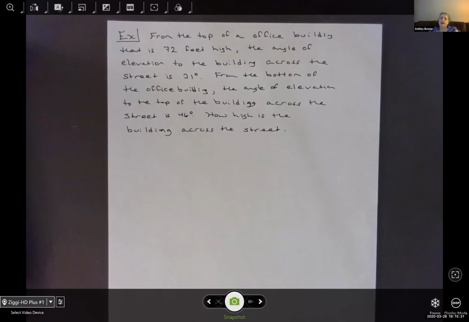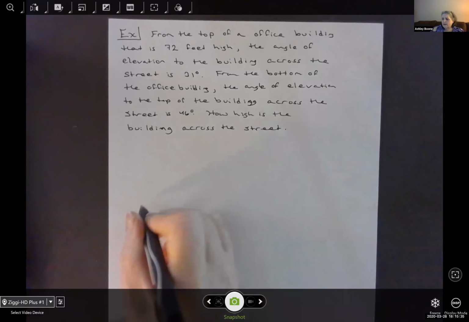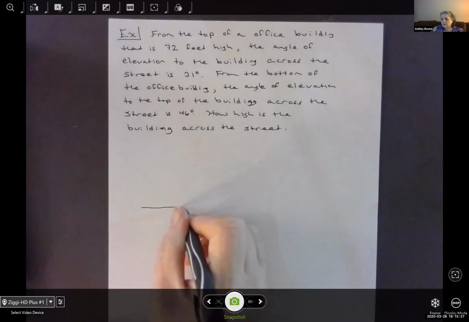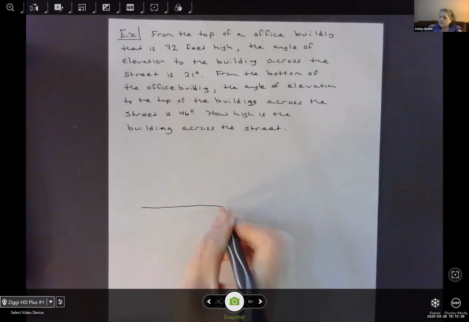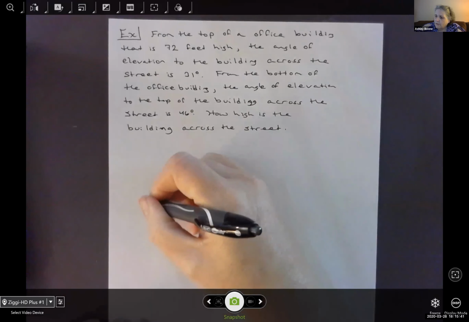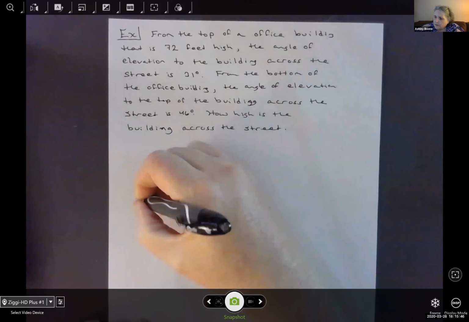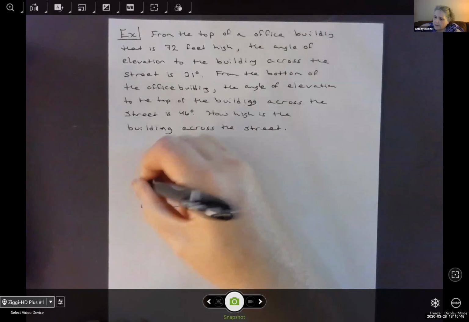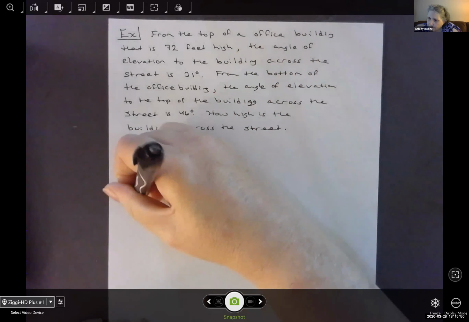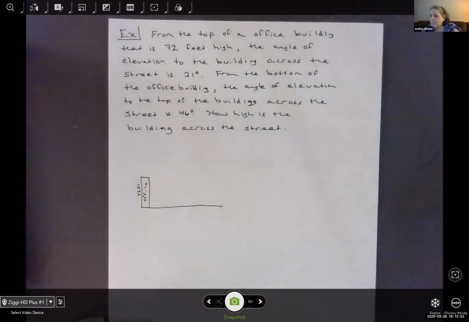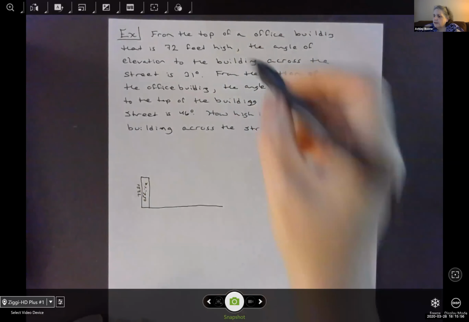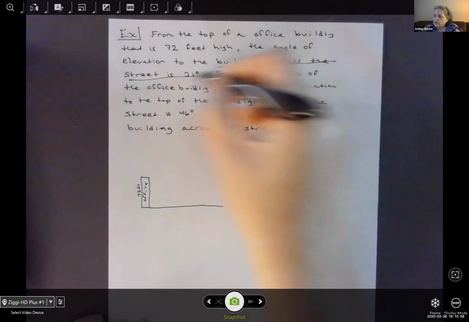So if we look at what's happening here, we're making a lot of assumptions. We're assuming that the ground's even. So we have the ground here. We have one building over here. This is our office building. We know it's 72 feet high. And it says its angle of elevation to the building across the street is 31 degrees.